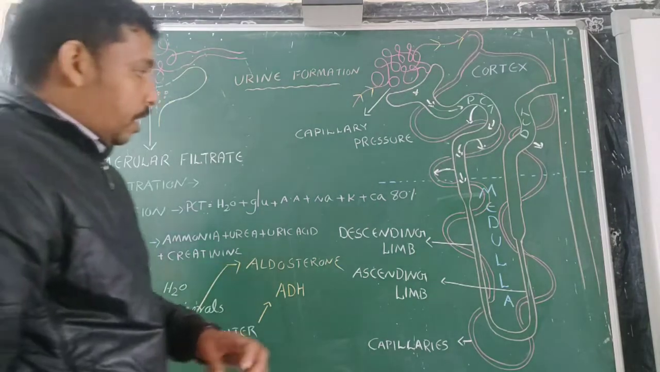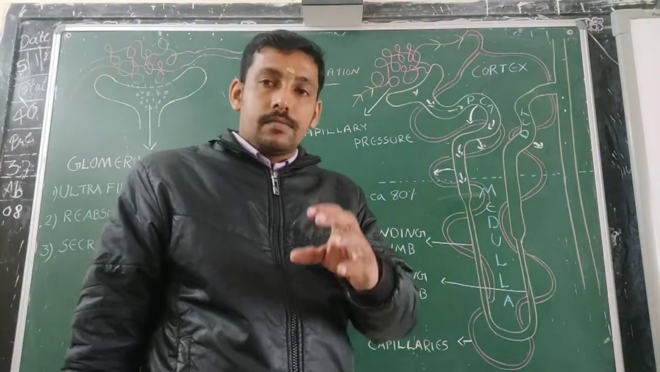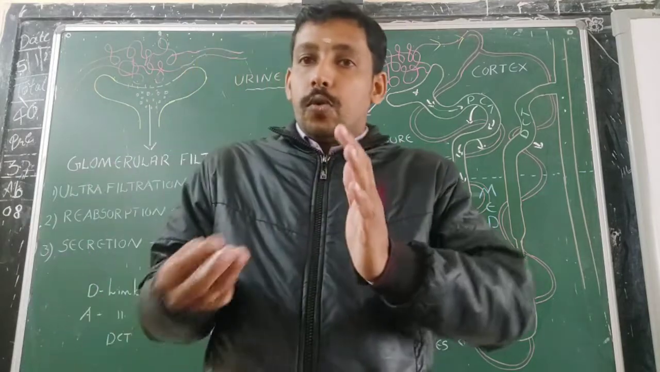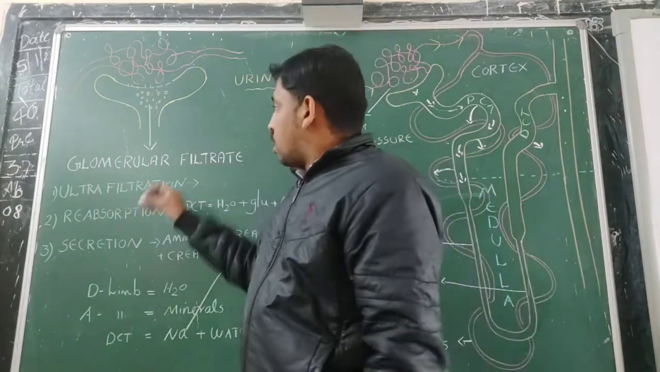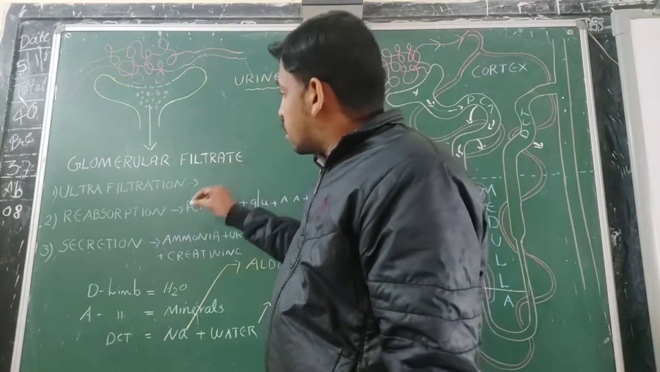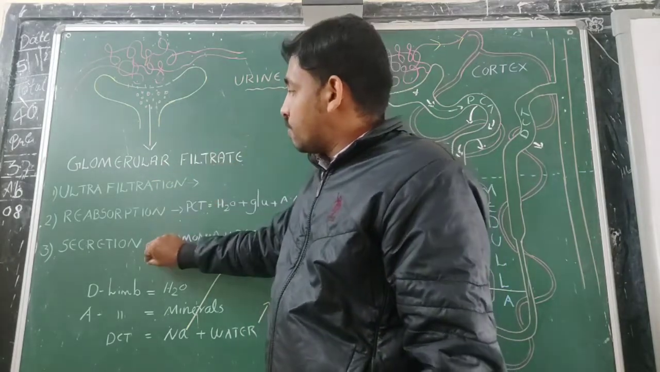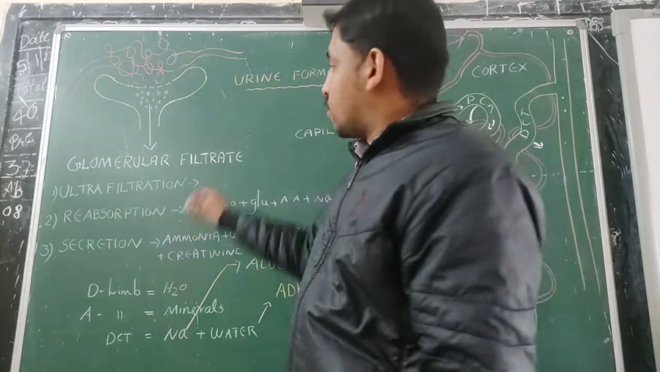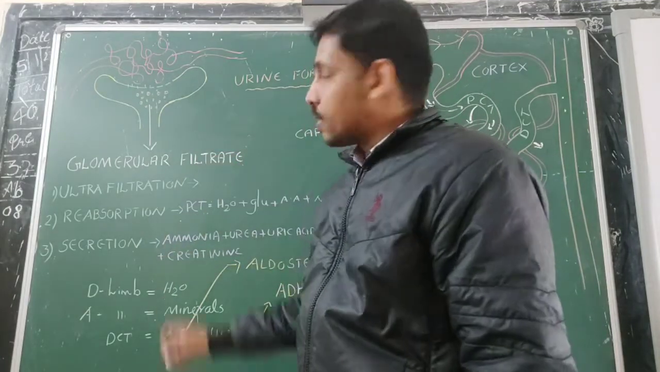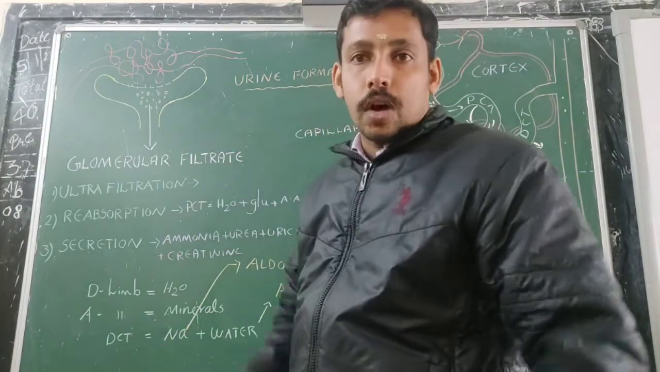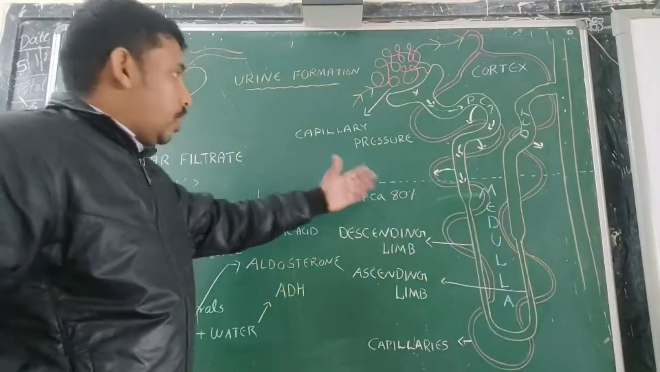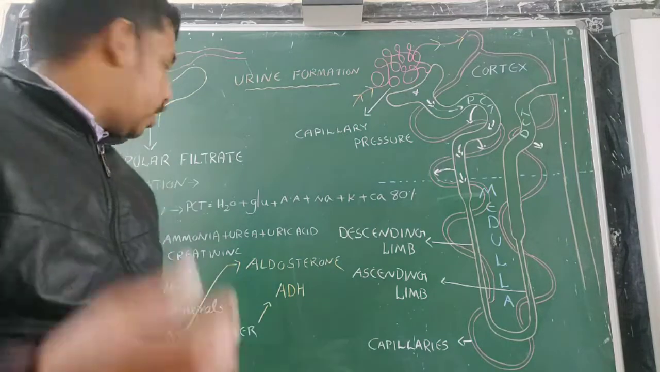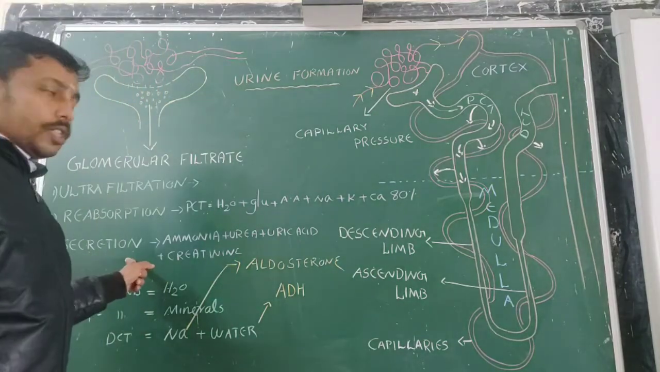In this section we have learned about the physiology of urine formation. It has three important steps: ultrafiltration, reabsorption and what? Secretion. The first one, ultrafiltration, is over, then reabsorption. After reabsorption, the urine is going to be concentrated. And then finally the next step is the secretion.